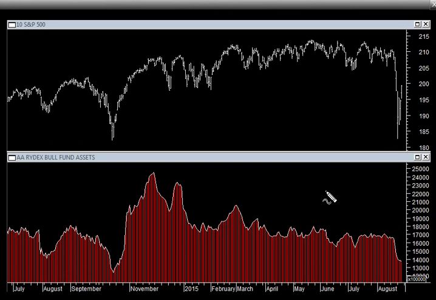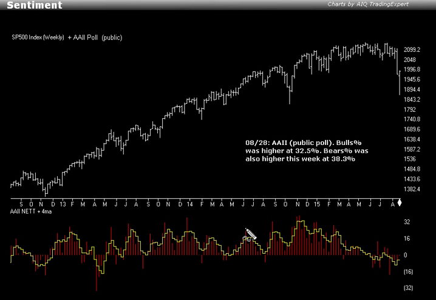Similar picture here in the bull fund assets that I follow. We haven't quite reached as low as that, but we have hit a 10-month low. This week in the public poll, we've seen bulls percentage higher at 32.5. Bears percentage was also higher this week at 38.3. Gives us a net, you can see, just below 0 here. And the 4-week moving average, as we know, hit its lowest level a couple of weeks ago since April 2013.